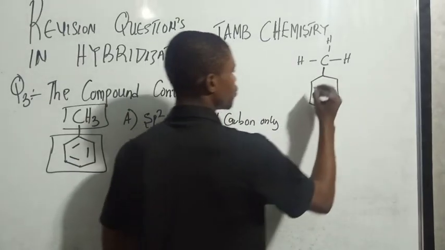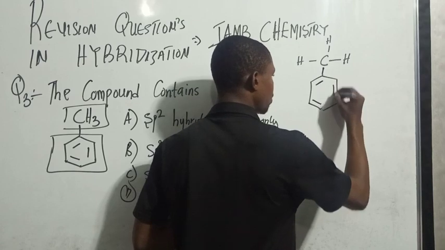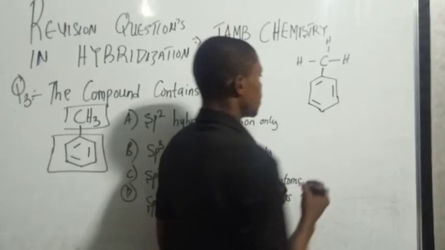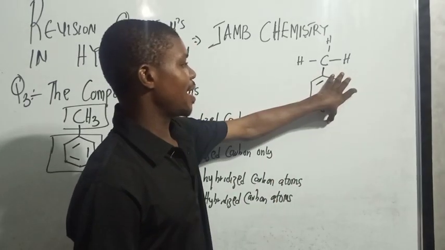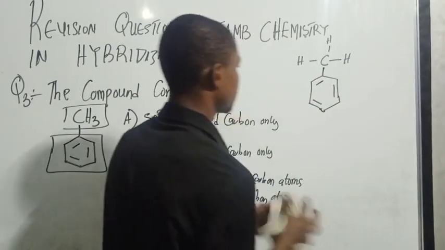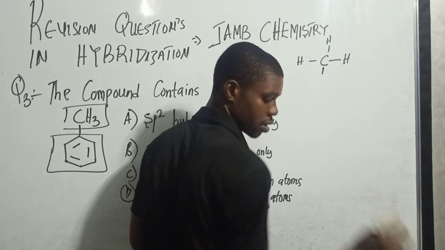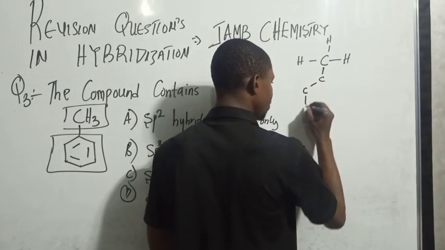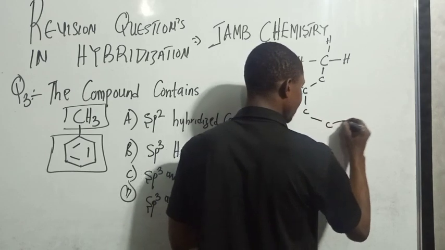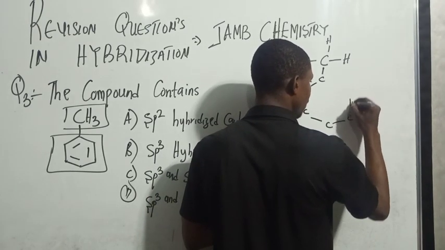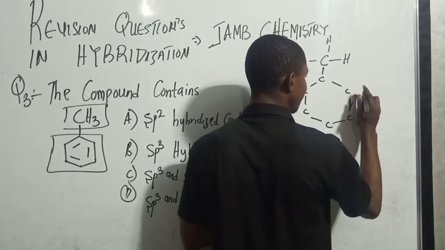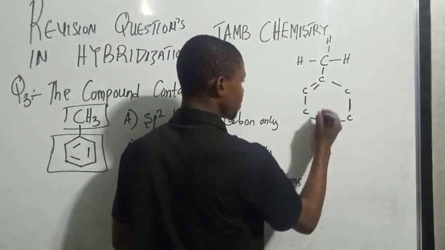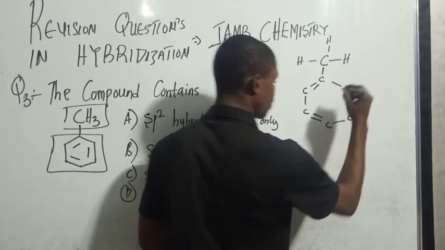So here we have a double bond, and a double bond. Now, this structure you are seeing here can also be written as a carbon atom bonded to another carbon atom, bonded to another carbon atom, bonded to another carbon atom, bonded to another carbon atom, bonded to another carbon atom. So at this point there's a double bond, at this point there's a double bond, and at this point there's a double bond.